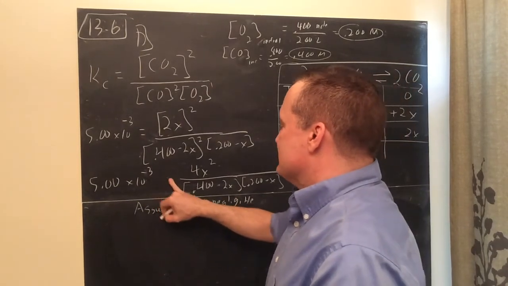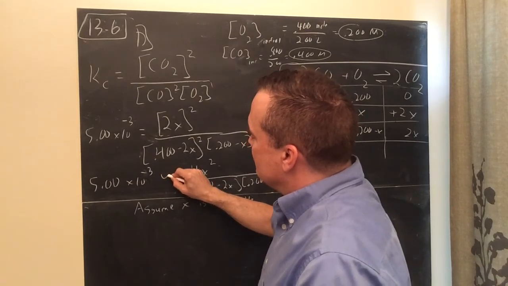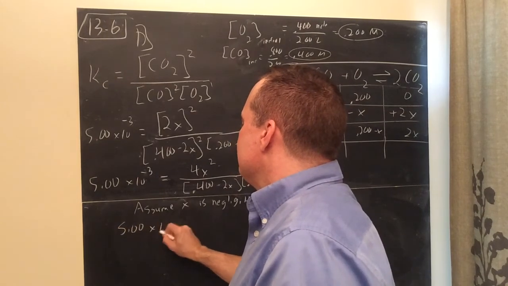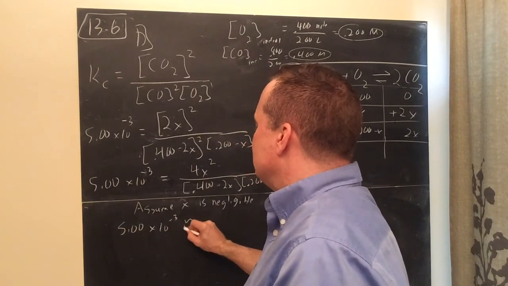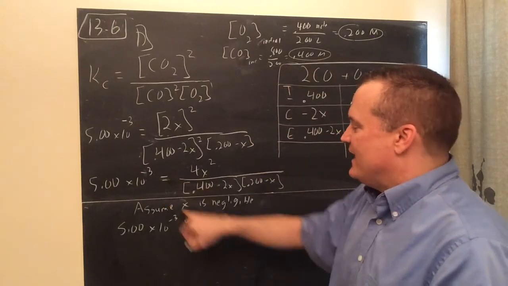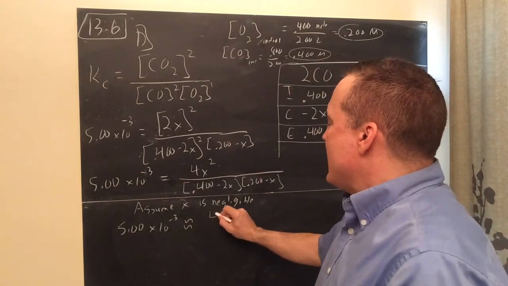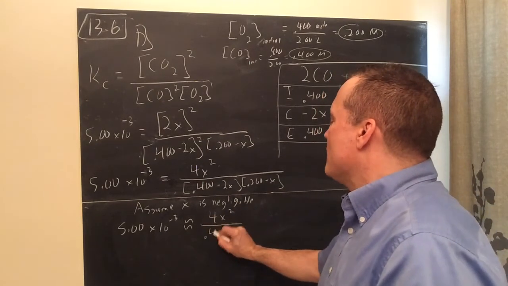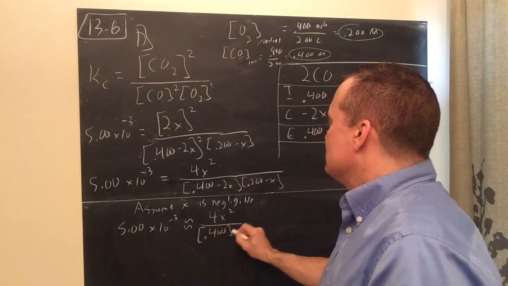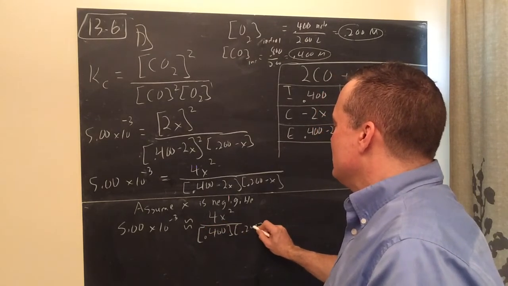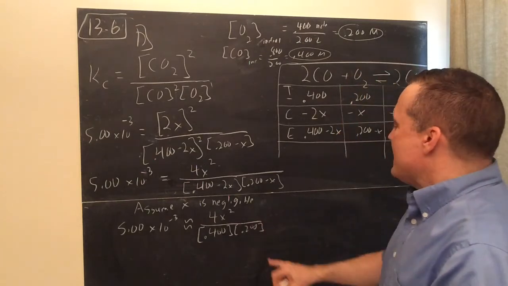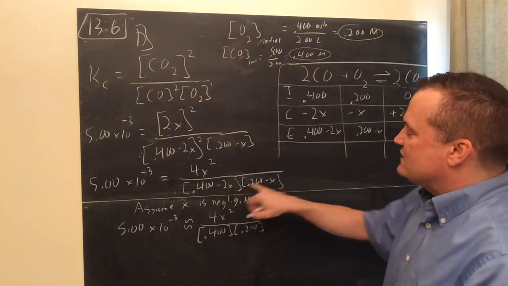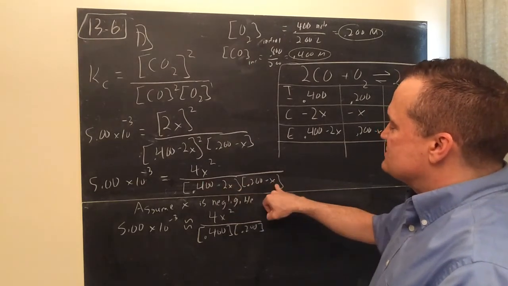Now, you can also do this. Instead of the equal sign, I'll keep that equal. So what you can do is, you're at 5 times 10 to the negative 3 is approximately equal. So you put the approximately sign, equal to 4x squared over, and watch what I'm going to do, 0.400 times 0.200. What you're saying is the amount of this that changes is so small that we can ignore anything subtracted. We ignore the changes for these right down here.